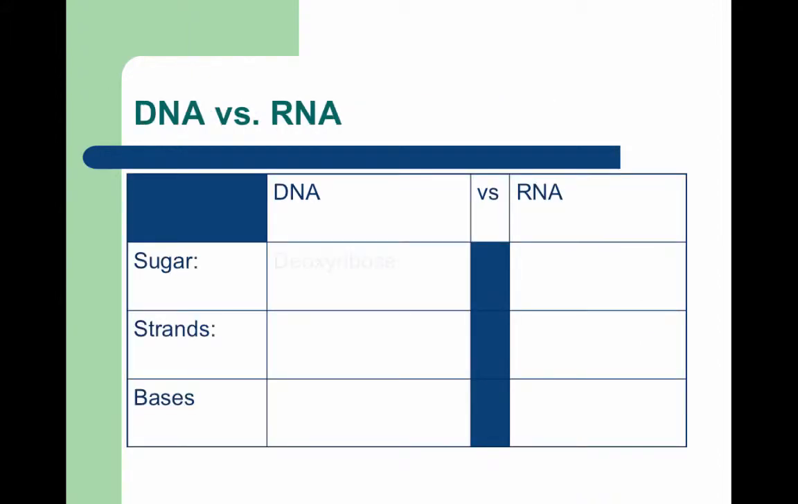Here's a bit of a chart. DNA contains the sugar deoxyribose. RNA contains the sugar ribose. That's the D in DNA and the R in RNA. In DNA, there are 2 strands. In RNA, there is only 1.